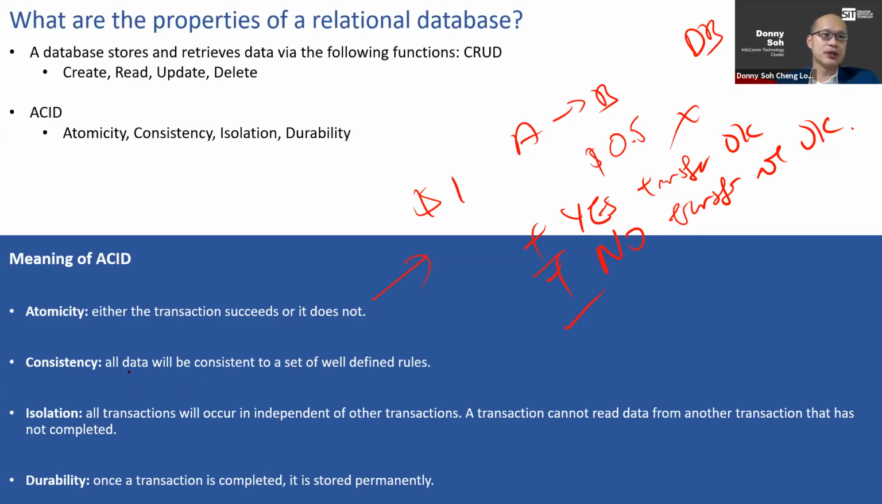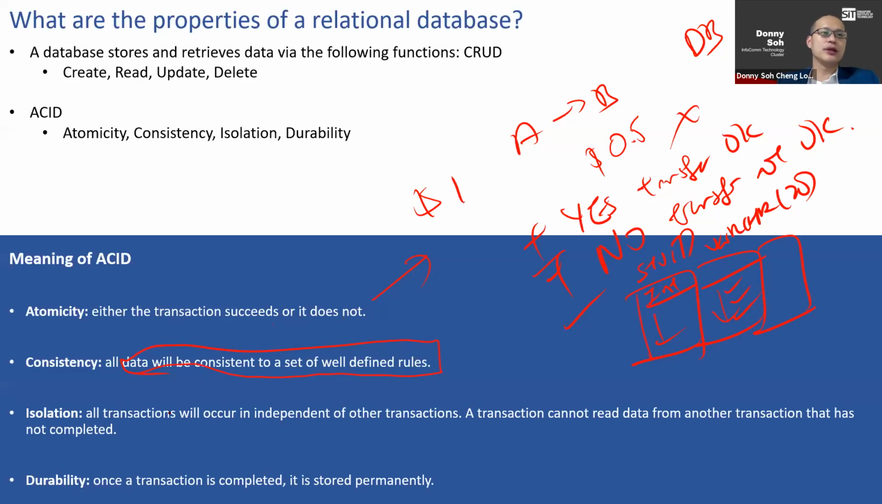For consistency, all data will be consistent with a set of well-defined rules. There will be certain rules that we have to define. For example, if this is student ID, it may be an integer. If this is something else, it may be a varchar 20. There will be certain rules that we put in place for the various fields, and the data has to be consistent with these parameters.